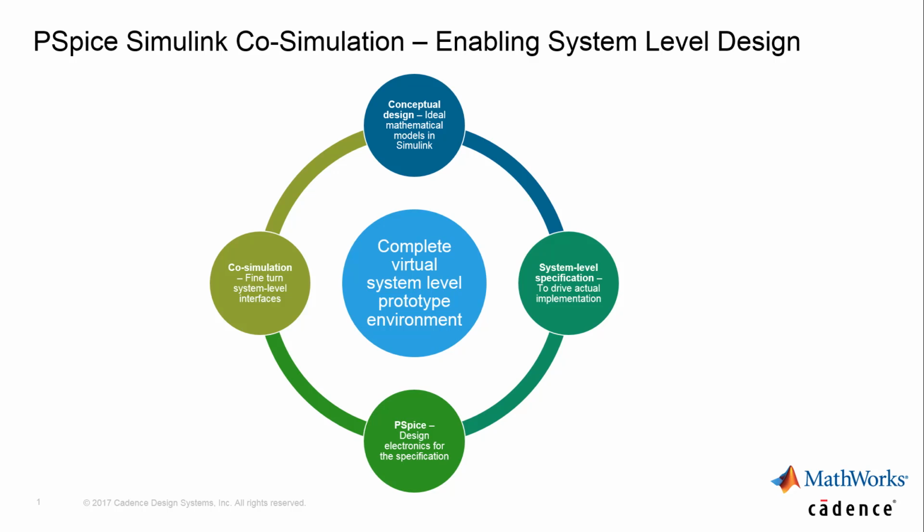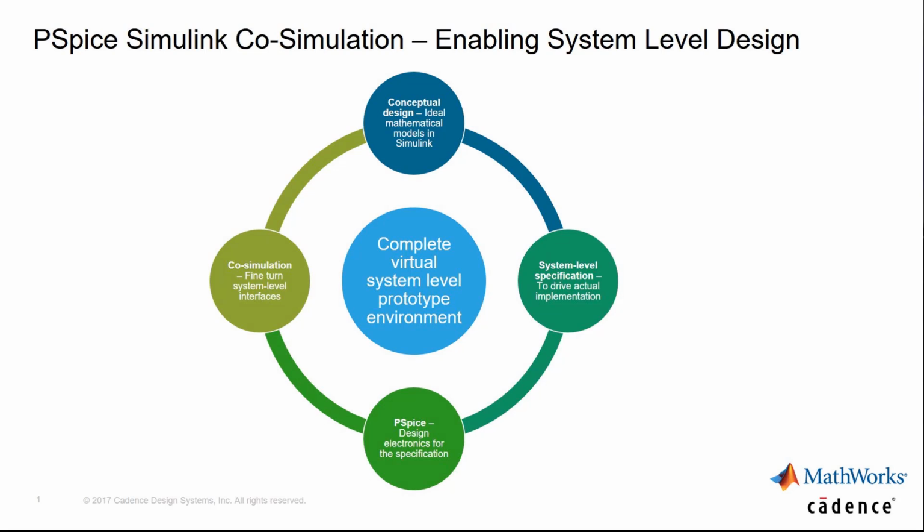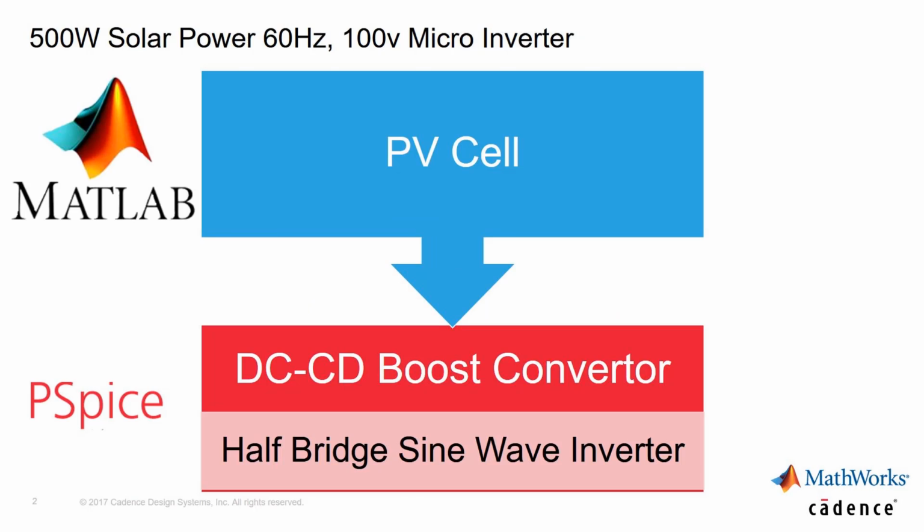To demonstrate this, I'll have an example of a solar microgrid inverter. The key blocks of the system are PV cell, DC to DC converter, DC to AC inverter. Here's the system architecture of this design. We will leverage MATLAB capabilities to model PV cell, irradiance, and develop electronic circuit in PSpice. And then we'll connect these diverse modules together to simulate the complete system using PSpice system option.